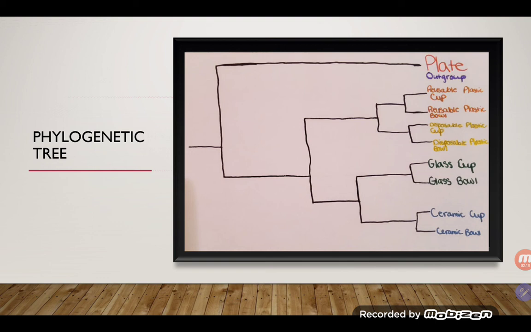Looking at the tree as a whole, plates diverged first from bowls and cups, and at this time, bowls and cups are not separate entities but part of the same ancestor. Then plastic material diverges from ceramic and glass. After some time, ceramic and glass evolve into separate groups. Plastic then evolves into reusable and disposable plastic. Most recently, an event occurred where independently in all of the materials, bowls and cups split into their own separate species.